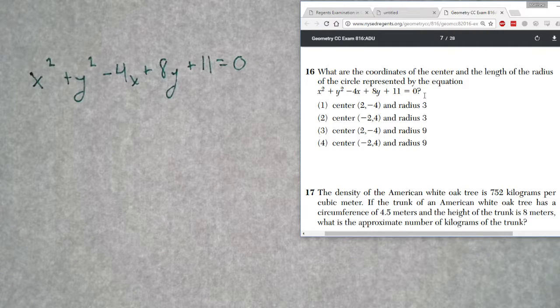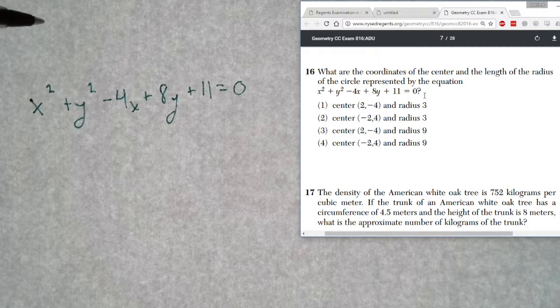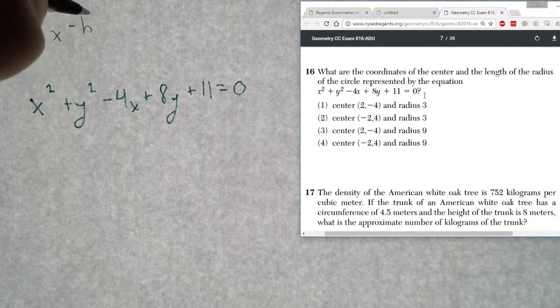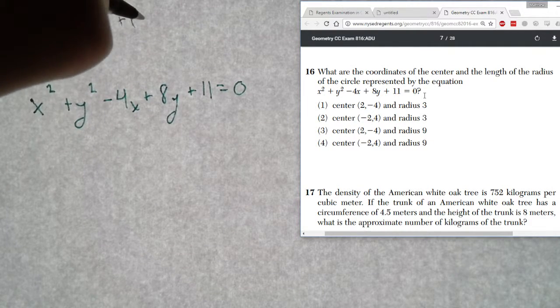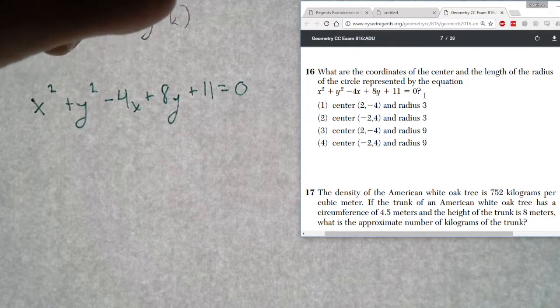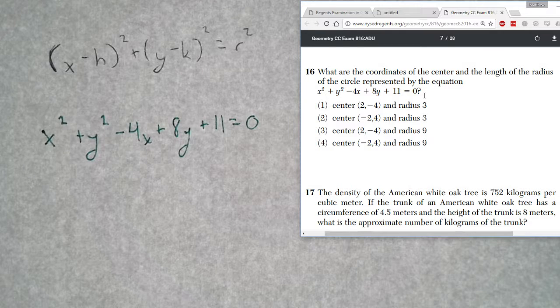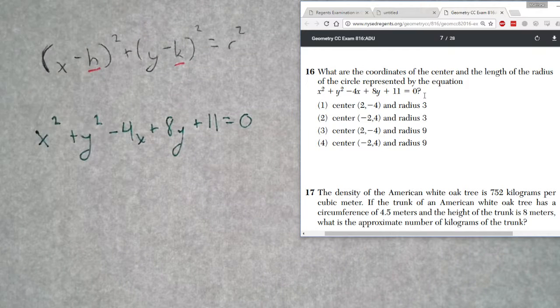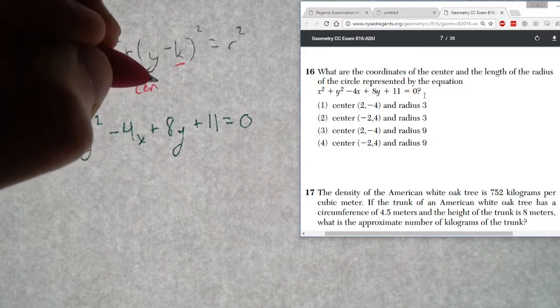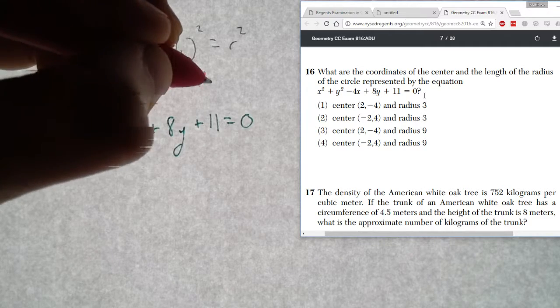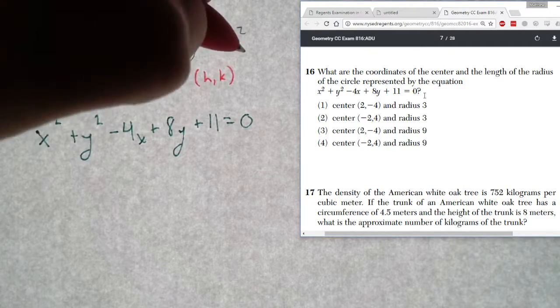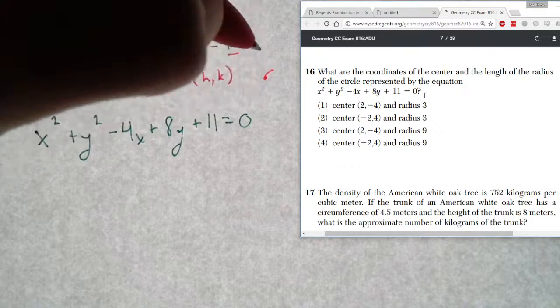Now, the objective of any question like this is to get it into standard circle equation form, which is x minus h squared plus y minus k squared is equal to r squared. And the reason we want this in standard circle form is because this h and k tell me the center of my circle. It gives me my center coordinates at h, k. And r, as you might guess, is my radius.